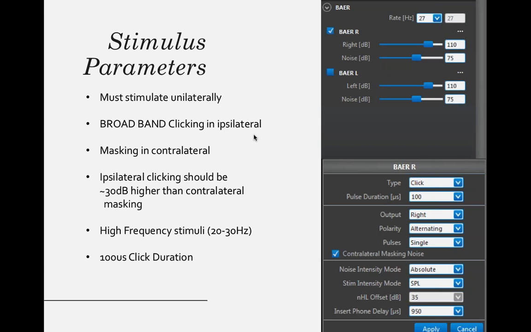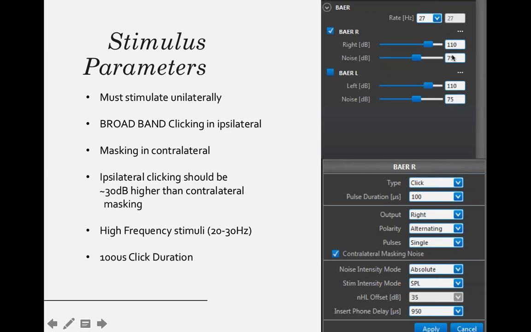So what you really want is the one ear that you're testing. In this case, we're going to say it's the right ear, but it could very easily be the left ear. Whichever ear it is, that one ear needs to be listening to clicking only, and the other ear needs to be listening to the white noise, the contralateral masking only. And the way that we do this is we send the sound in at both times, but we're going to have the clicking at a higher decibel level than the masking.